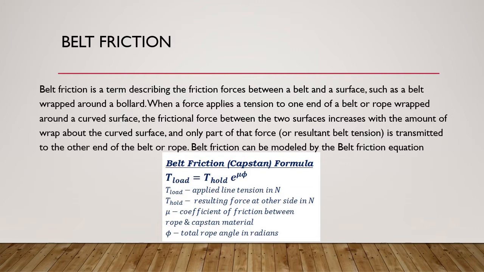Belt friction can be modeled by the belt friction equation. The below mathematical formula is used to calculate belt friction over a drum or cylinder. Besides the step-by-step calculation, this calculator lets the user know how to perform belt and rope friction calculation.